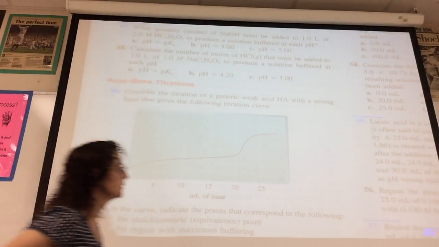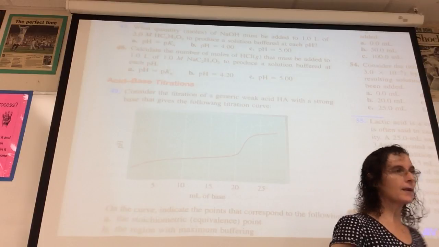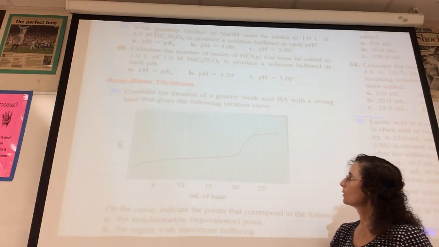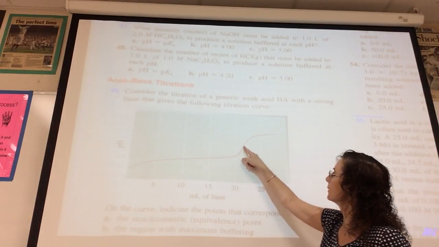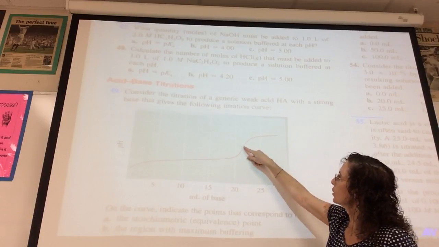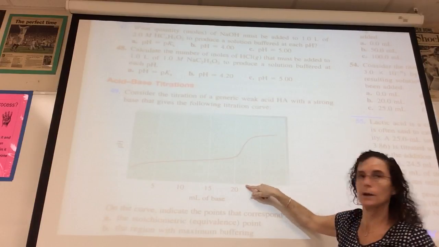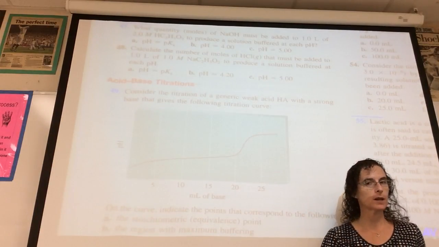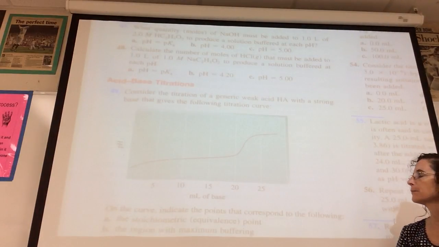In any event, where is the equivalence point? Above 7. Its pH will be above 7, and if you had to point to it on the graph, would you point here or here? Here. Right here. So what volume of base did you add? 22. About 22 mils, okay? So these are all things you want to recognize right away.